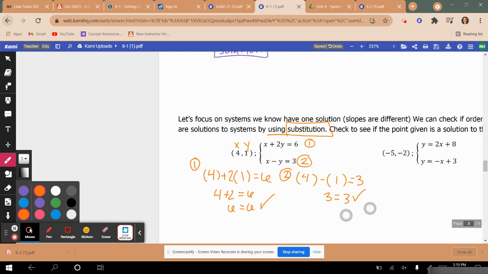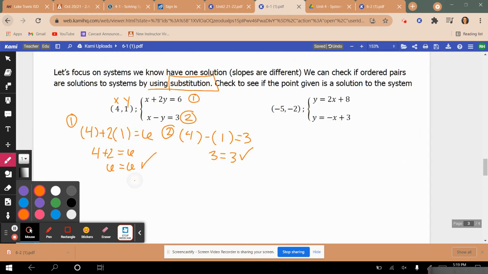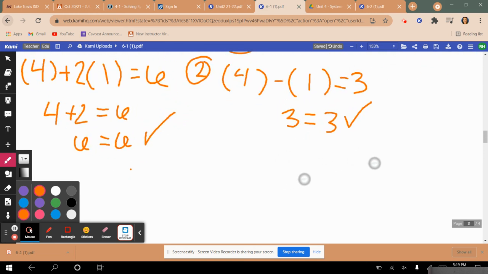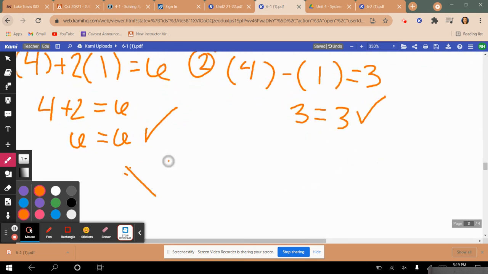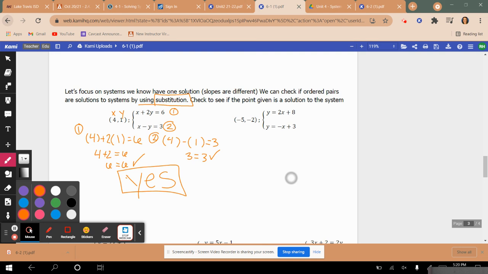The question it is asking is check to see if this point is a solution. If they both are equal to each other like that and they both check out, then yes, it is an answer. And that is your main answer. On a quiz, I want to see your work checking this point and then your answer, yes. So it will be a two-part answer, it would be your work plugging in your answer, and then yes or no saying whether it worked.